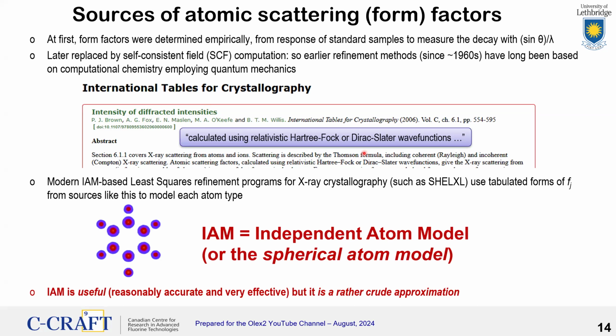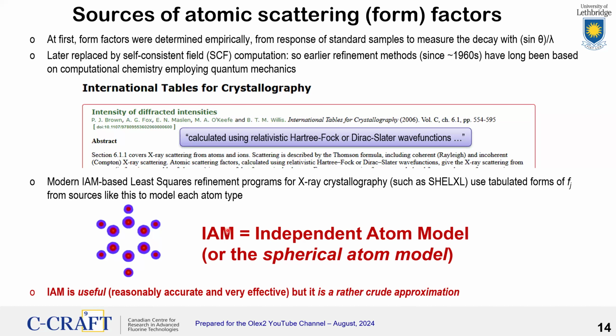But we were using that on the assumption that the atoms are spherical and that each atom of the same element is identical. That's why it's called the independent atom model, or perhaps more usefully, the spherical atom model. Not only is the electron density spherical, but all hydrogens are the same, all carbons are the same, all molybdenum atoms are the same in the molecule.